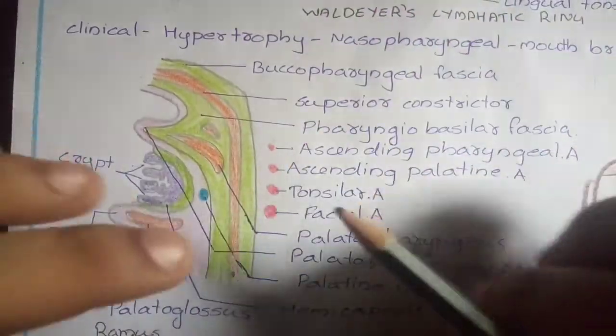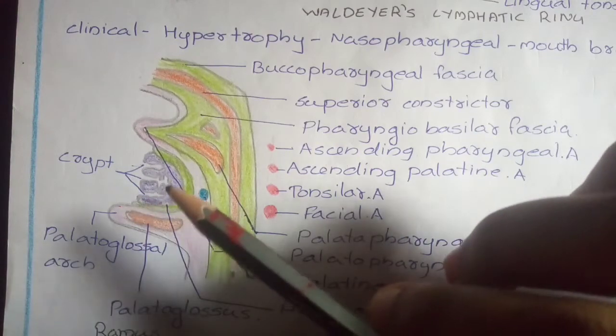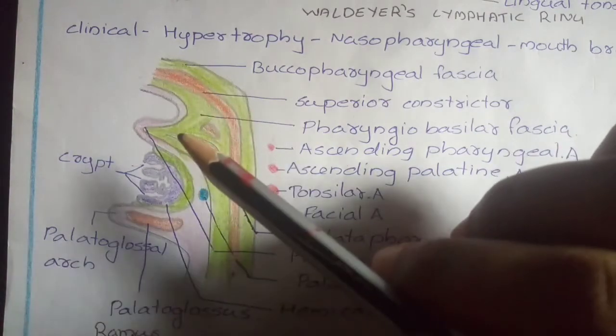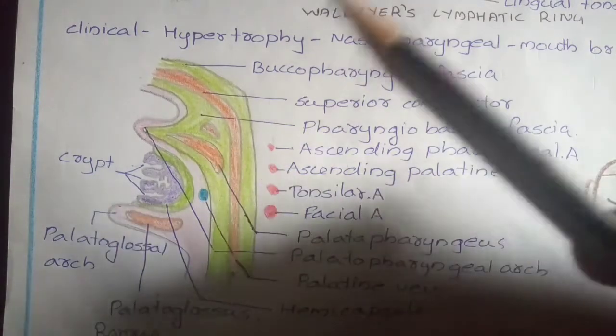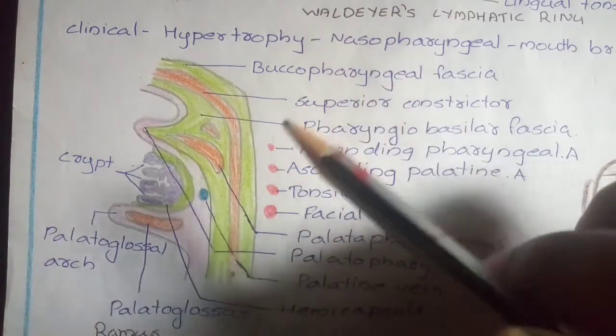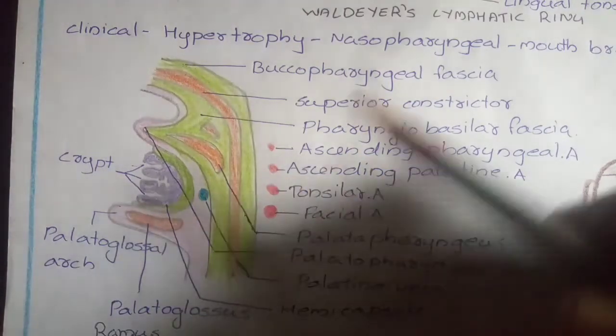The palatine tonsil has a medial surface, a lateral surface, and two poles, an upper pole and a lower pole. It also has two borders, an anterior border and a posterior border. Now let's discuss the relations of this.